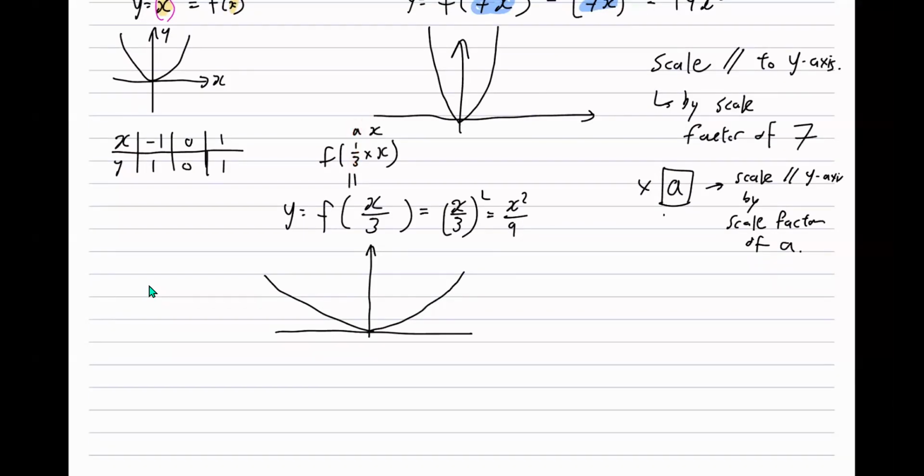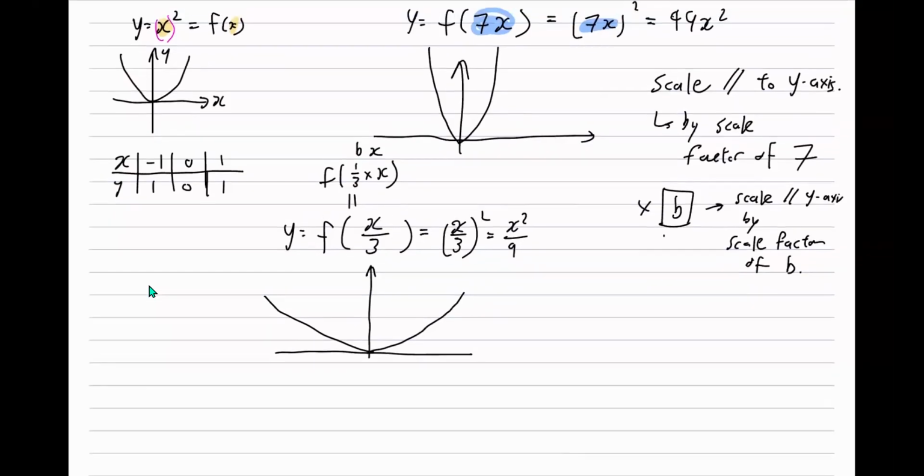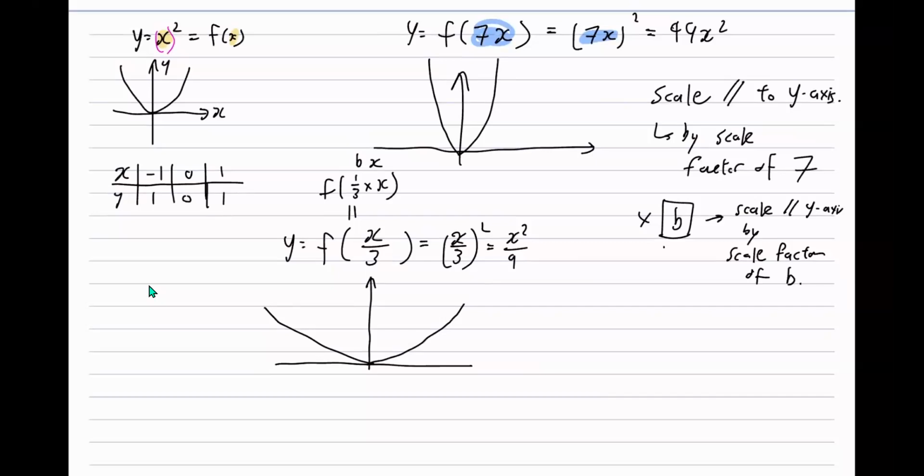Wait, hold on. I'm going to change the letter. I don't want to use a, I want to use b. So f of bx, where the description is still the same: you scale by a scale factor of b. Is that okay? So multiplication and division are the same thing. Dividing by 3 is equivalent to multiplying by 1/3. That's when you multiply inside the brackets.